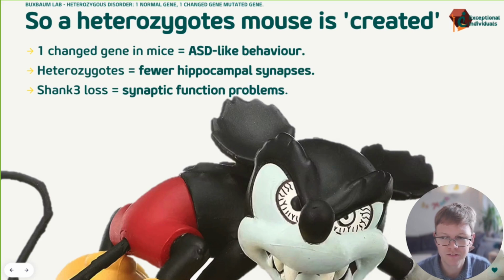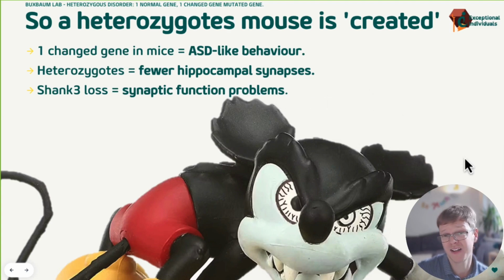So the heterozygous mouse is created, and this is a mouse which mimics more closely how humans experience autism. We've had to really manipulate these mice to look way more like humans than they would naturally. So one changed gene in a mouse equals ASD-like behavior. Equals fewer hippocampal synapses. SHANK3 lost equals synaptic function problems.